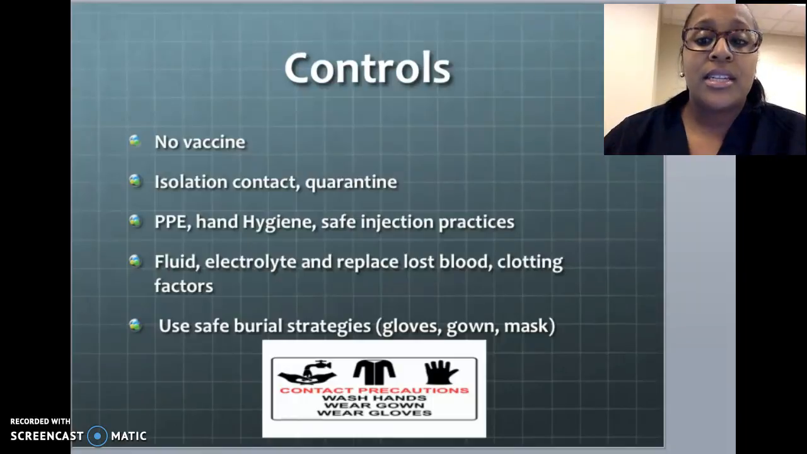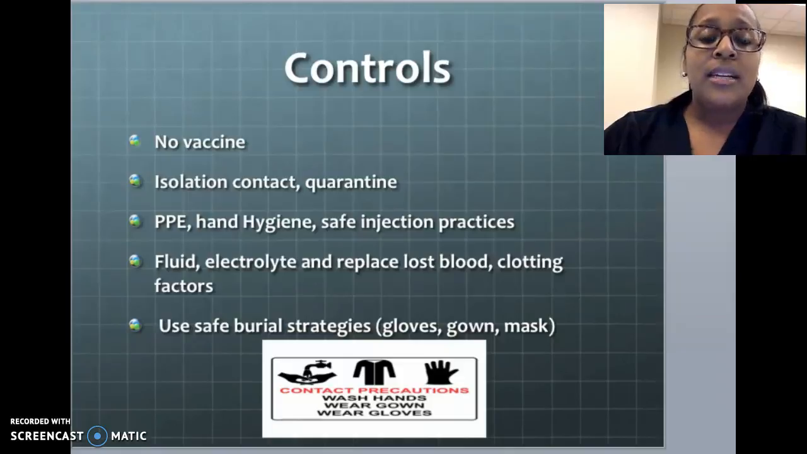The World Health Organization describes it that anywhere between 24 to 88% of the time, most people will die from the Marburg virus disease. So the most important thing to know is that there's no vaccine. So the first thing we want to do is isolate the person. There are contact precautions. You want to quarantine these people.